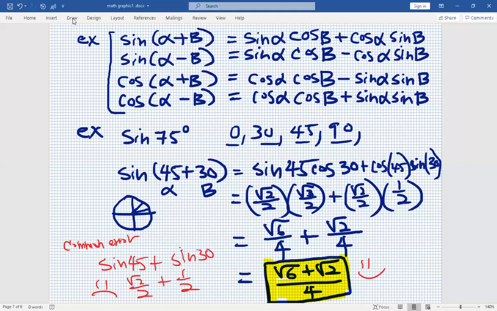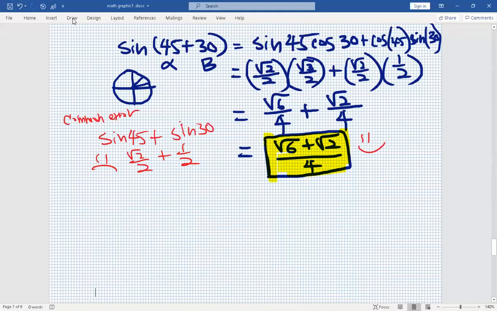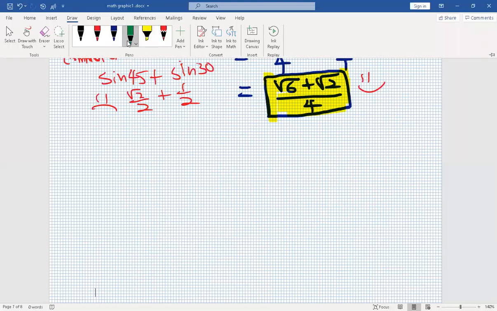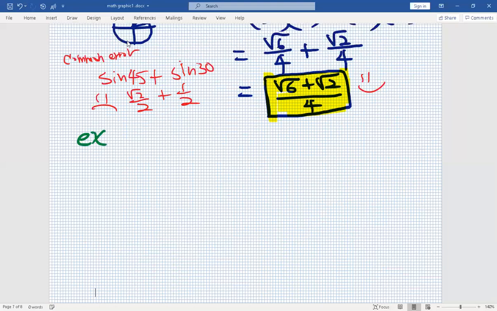And let's do another one. Let's do one that I want to show you guys. Leave this right there. Okay, so let's go ahead and do another one. Now we've got to do one where, let me change the color. So this time we'll do cosine.